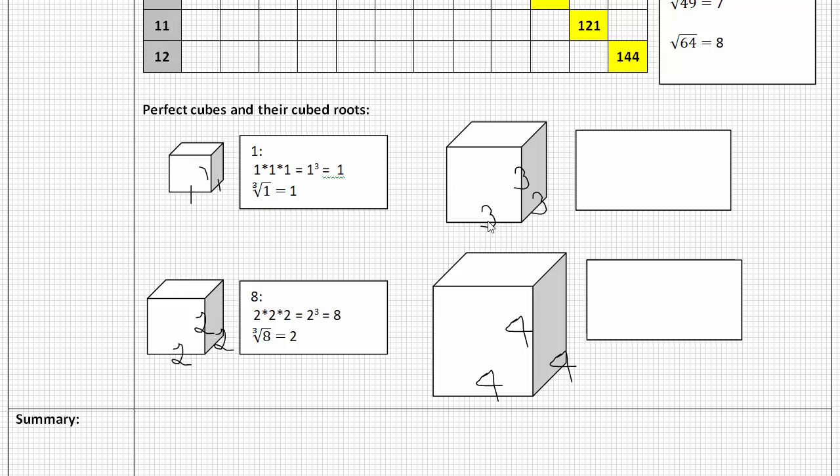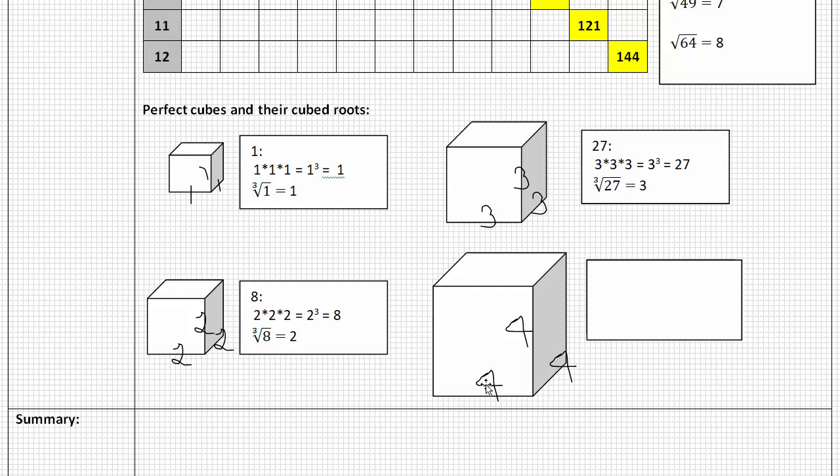All right, so let's take a look at the third perfect cube. 3 times 3 gives us 9, times 3 gives us 27. So the third perfect cube is 27. That's a result from taking 3 and raising it to the third power to equal 27. So the cube root of 27 is 3.